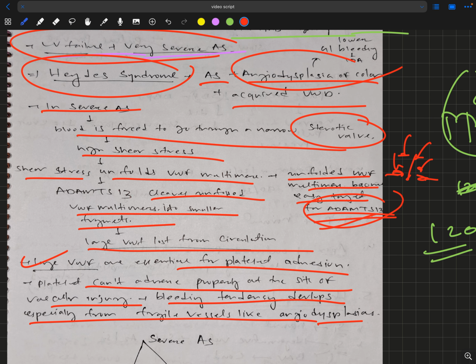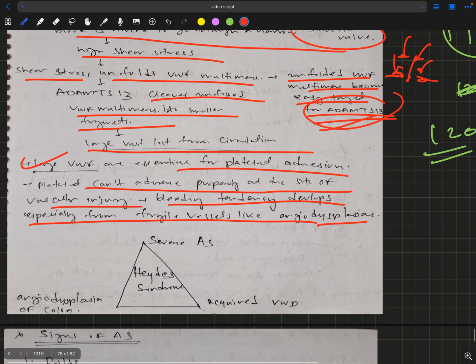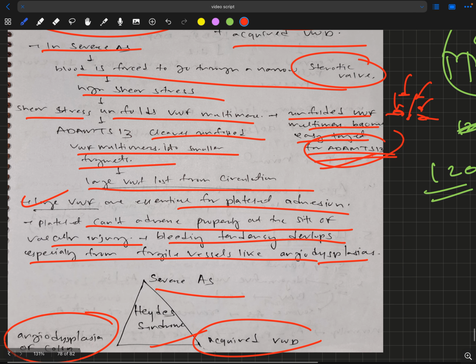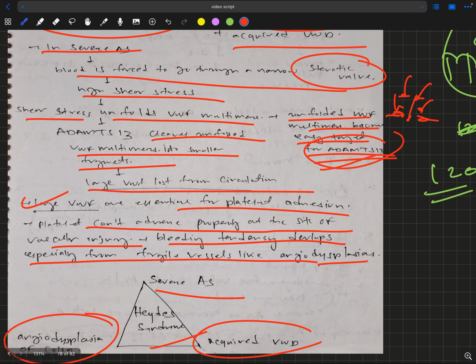Angiodysplasia of colon is a fragile blood vessel. It is more prone to bleed. Along with that, we have acquired von Willebrand disease, which makes it a more detrimental condition. So severe AS along with angiodysplasia of colon and acquired von Willebrand disease is called Heyde syndrome. So how does it present? If a severe AS presents with hematochezia, blood in stool, or in the long term presents with iron deficiency anemia, then you can suspect acquired von Willebrand disease.